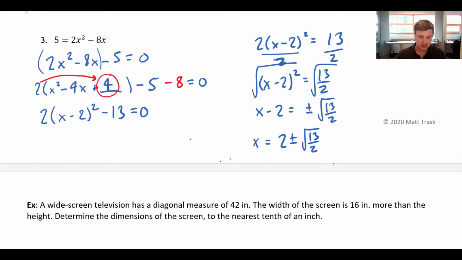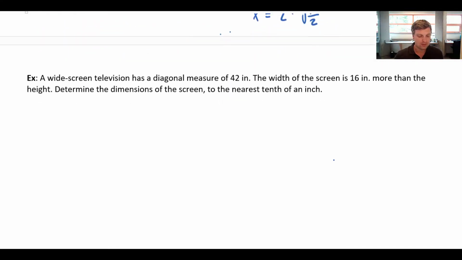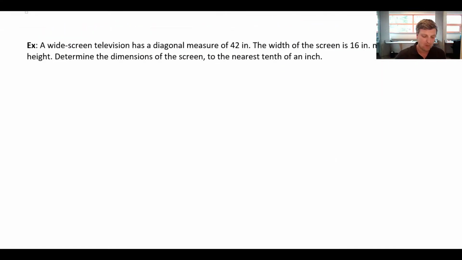Okay, so let's look at one word problem. We'll do this first one here together, where we can apply this. We've got a widescreen television which has a diagonal measure of 42 inches. This problem must have been from the 90s because a 42-inch television is a widescreen. That doesn't matter. So the width of the screen is 18 inches more than the height. Determine the dimensions of the screen to the nearest tenth of an inch.